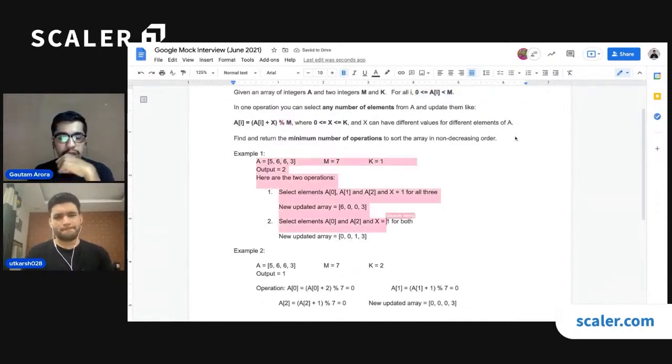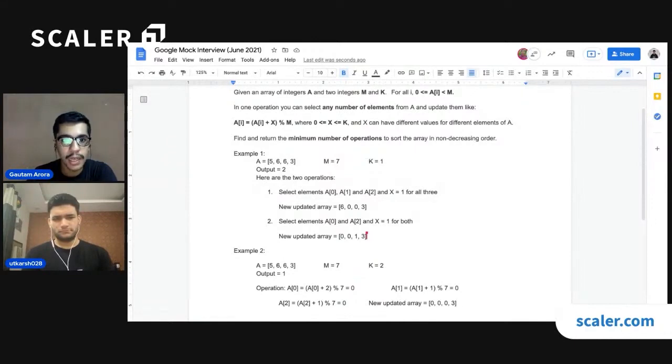Let's take a look at this example first of all. We are adding 1 to a of 0, a of 1 and a of 2. So while adding 1, 5 becomes 6, this 6 becomes 7, and when I mod with 7, it becomes 0, and this 6 also becomes 0, and this 3 remains unchanged. And so the new updated array is 6, 0, 0, 3. Now I'm doing x equal to 1. I'm adding 1 to a of 0 and a of 2. So a of 0 added by 1, I'll get 0, and a of 2, I'll get 1.